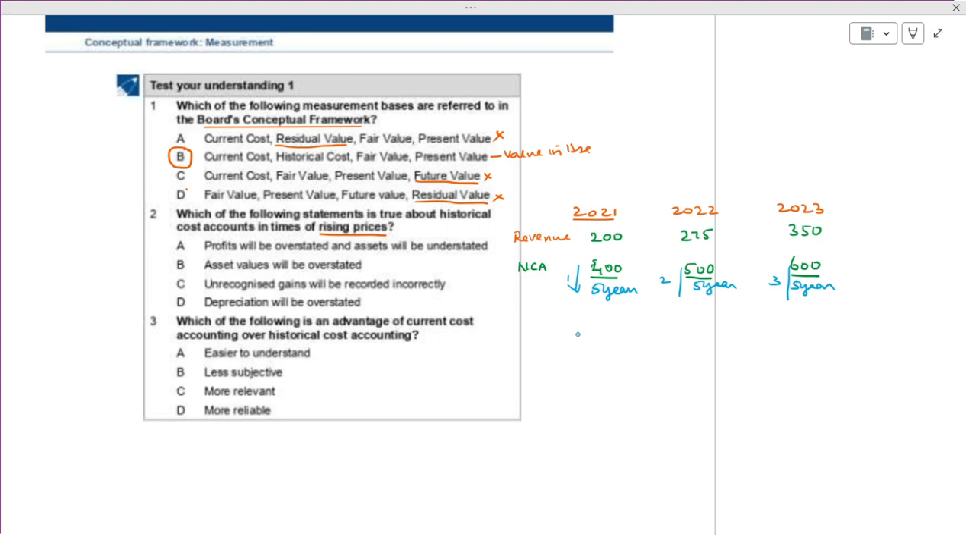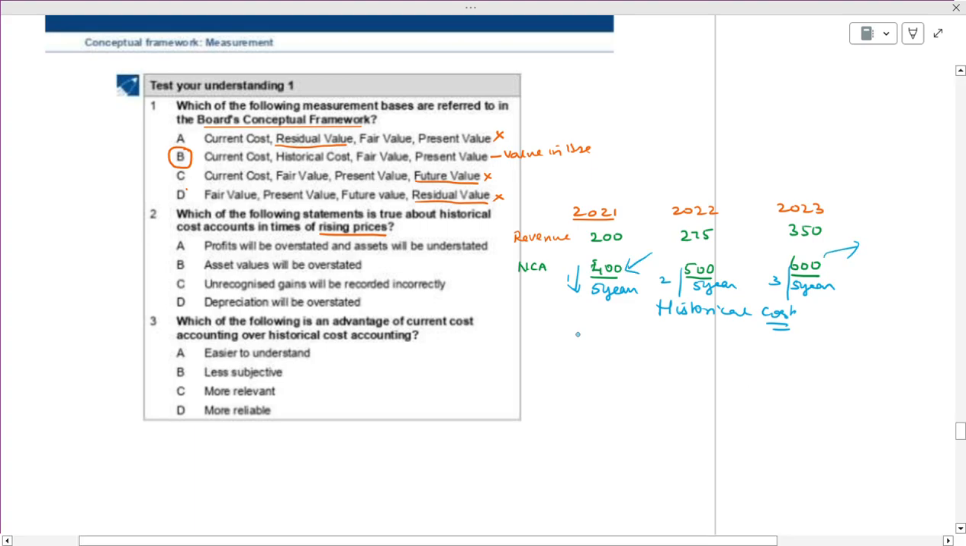One asset is 400, one asset is 500, one asset is 600. Is there any historical cost? Historical cost. Is it right? What happened? It is uneven. One asset is for 400, one asset is for 600. One asset is overstated, one asset is understated.